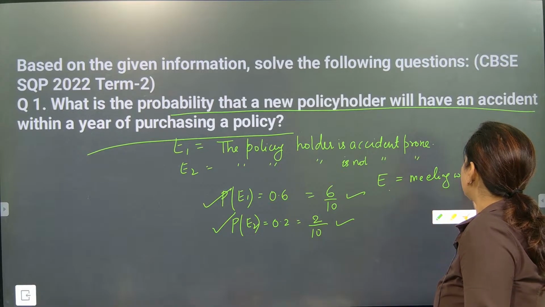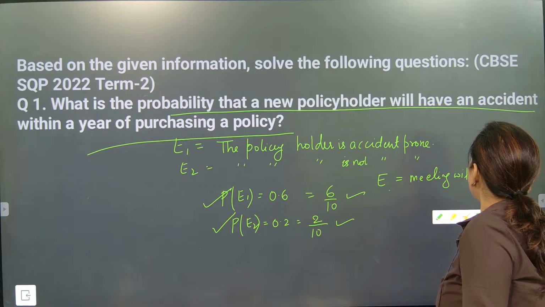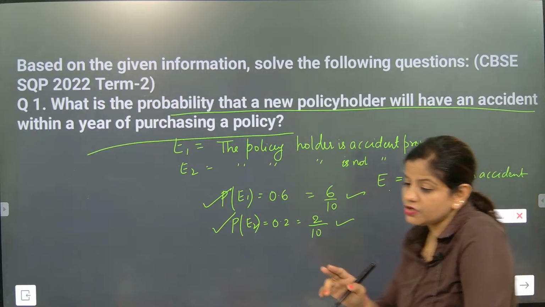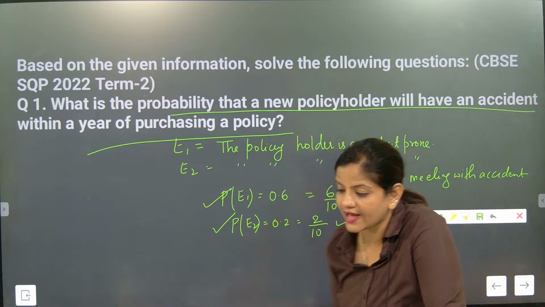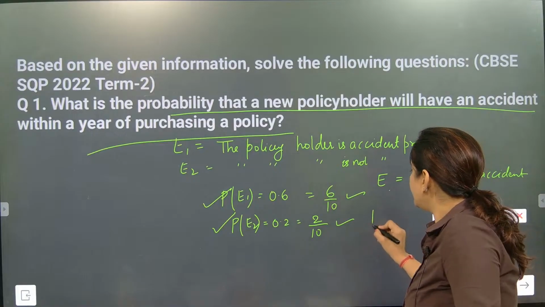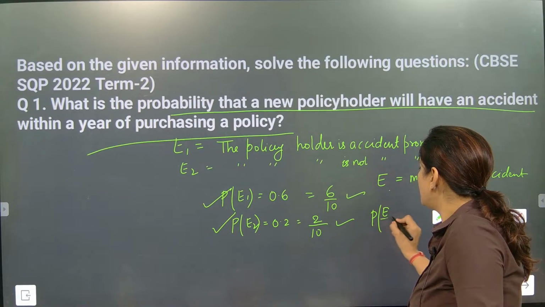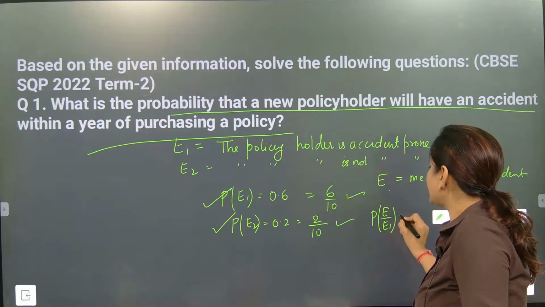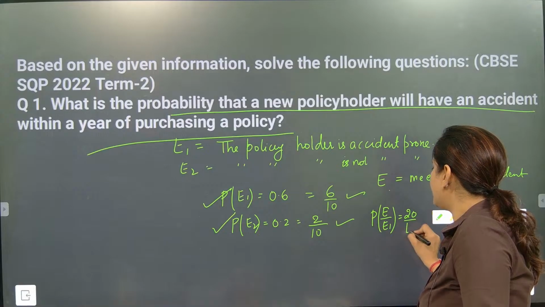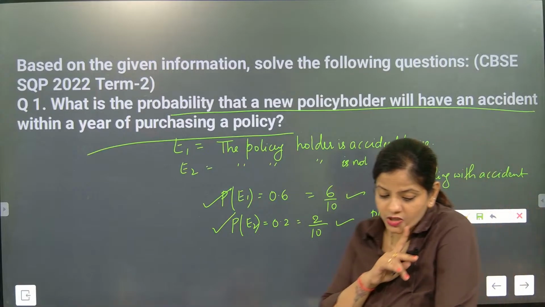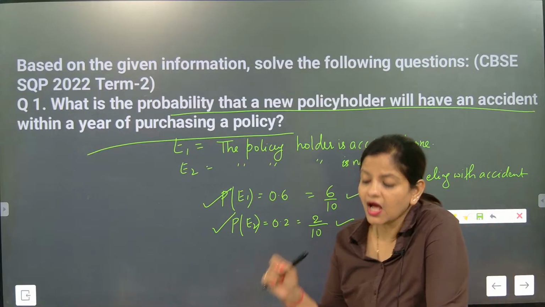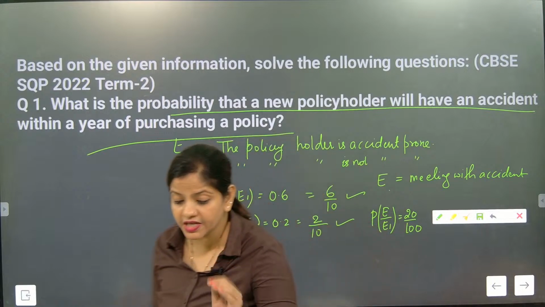They have told that 20% of the policy holders are meeting with accident. So it will become 20 by 100. Now the first part of the question becomes: how much percentage is not meeting with accident?